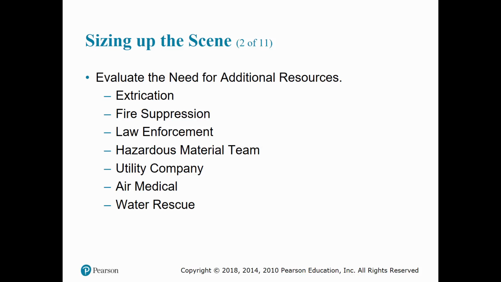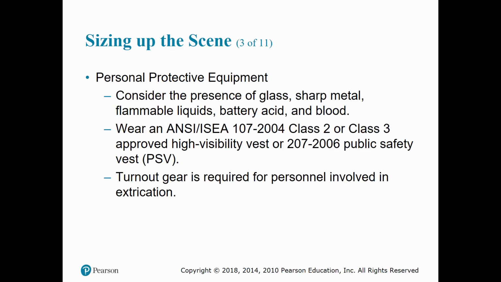When working on the scene of a call, you want to make sure that you have your protective equipment. If you're going anywhere where there might be glass or sharp metal, you want to make sure that you have turnout gear on. If you're actively involved in extrication, you want to make sure that you have full turnout gear, including a coat, your reflective vest, your bunker pants, as well as steel-toed boots. This way that you are properly protected while you're going through and extricating that patient.